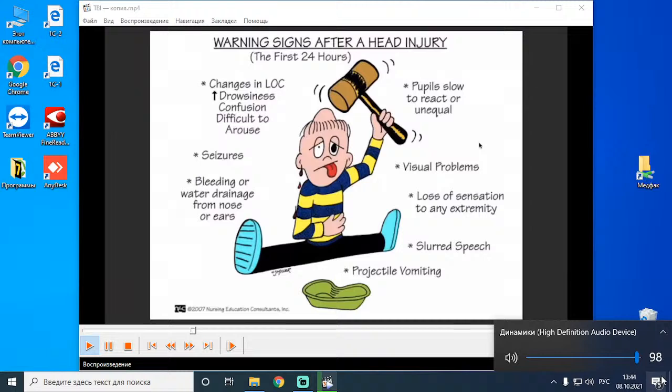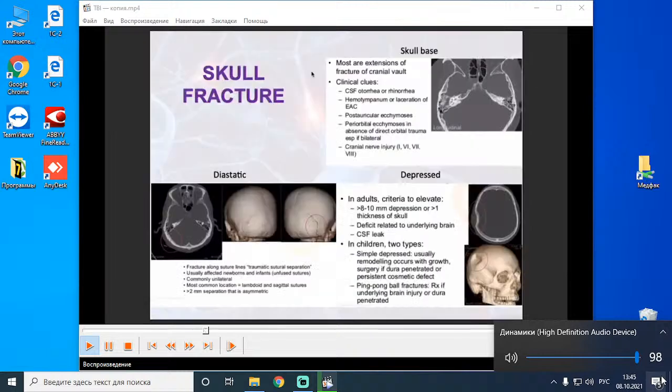Clinical clues: cerebrospinal fluid otorrhea or rhinorrhea, hemotympanum or laceration of the EAC, post-auricular ecchymosis, periorbital ecchymosis in the absence of direct orbital trauma is bilateral, cranial nerve injury of the 1st, 6th, 7th, and 8th. Diastatic fracture: fracture along suture lines, traumatic suture separation.